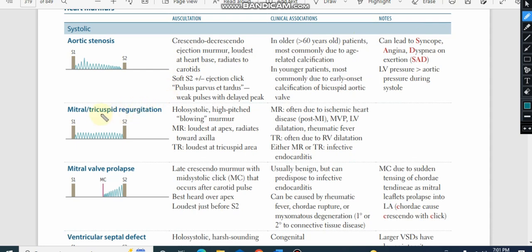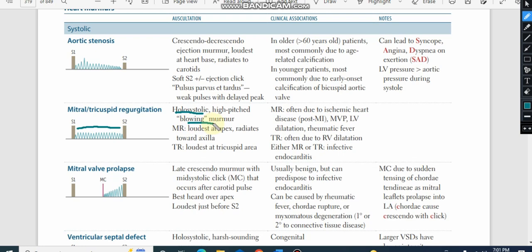Now next one is mitral regurgitation. Now you know it is opposite. These are the systolic murmurs: aortic stenosis, mitral or tricuspid regurgitation. Now this is the holosystolic murmur. Holosystolic means there is no crescendo decrescendo pattern. It goes on with almost the same intensity throughout the systole. So it is not increasing or decreasing. It is of the same intensity, and it is kind of a blowing murmur. When there is regurgitation, you have a blowing sound.